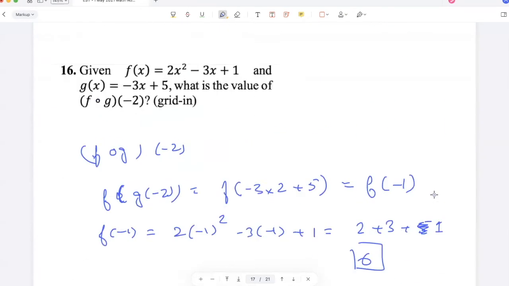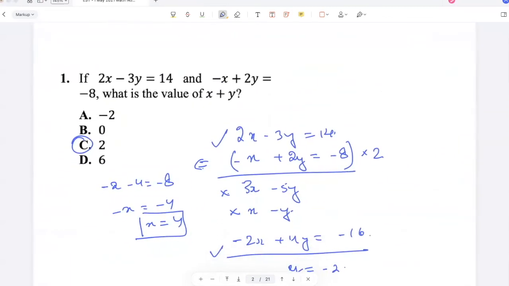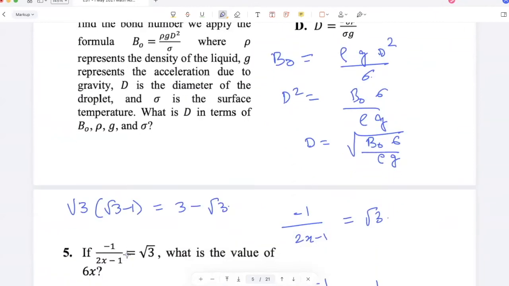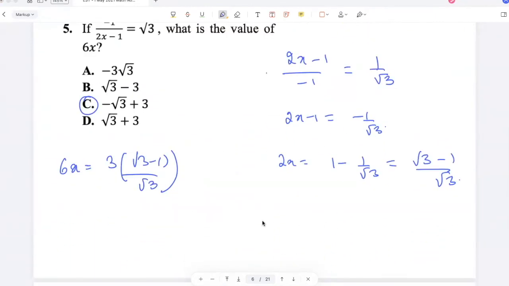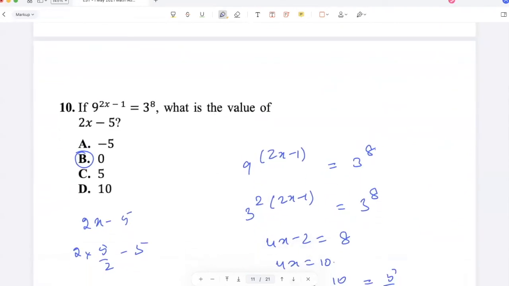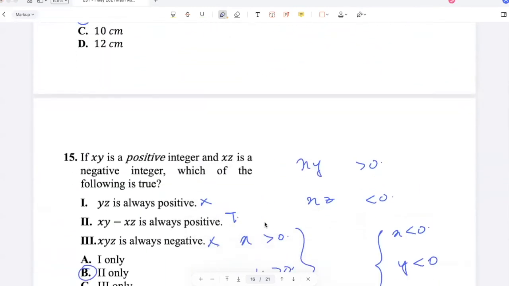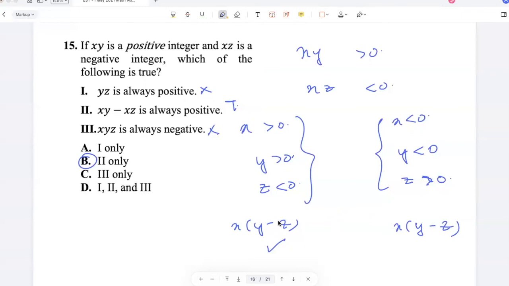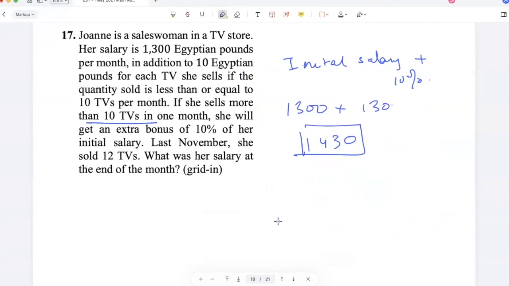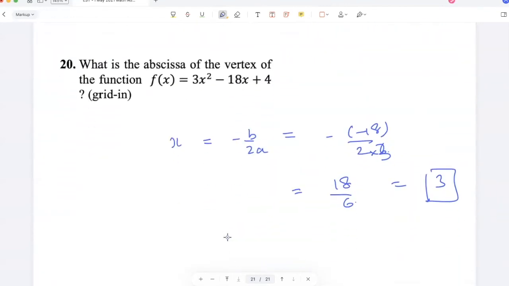Okay, so let's check this. This is the May 2021 No Cal. The answers: CACBC, 6 BDCAB, 11 ABDBB, 16 210, 1430, 2, 10.5, 3, 2. Okay, great. So we got all correct.